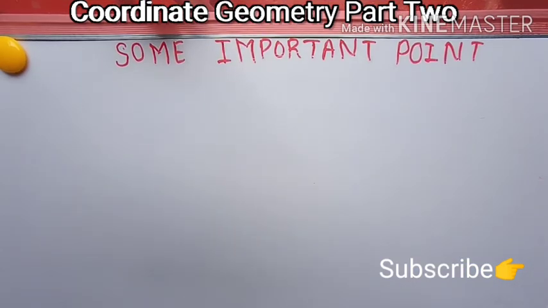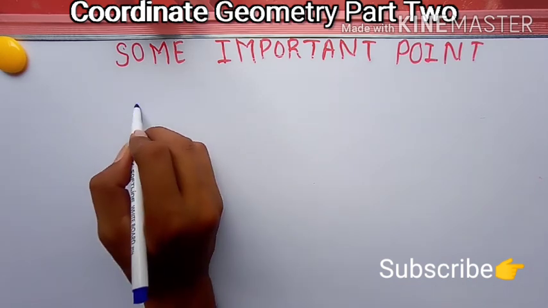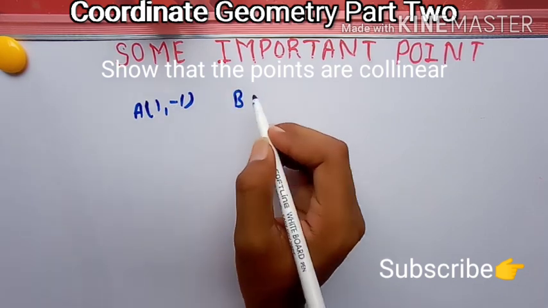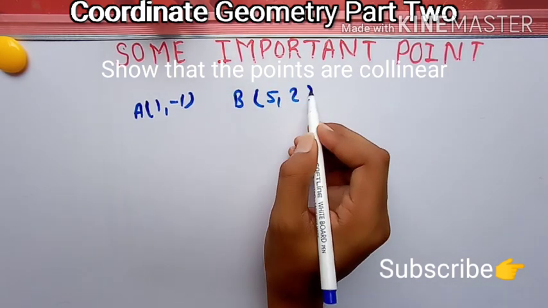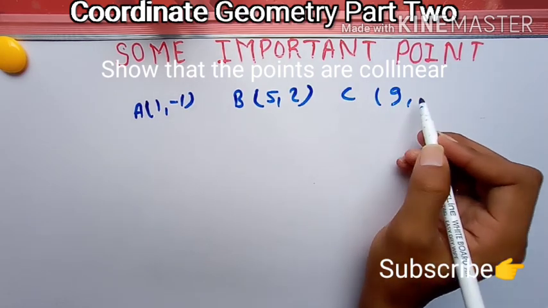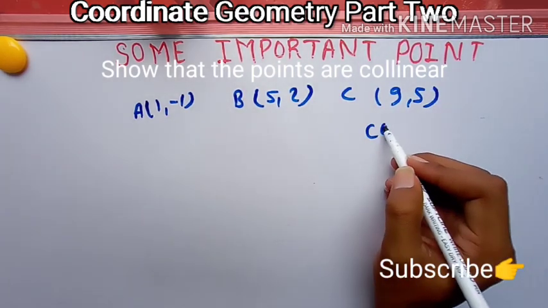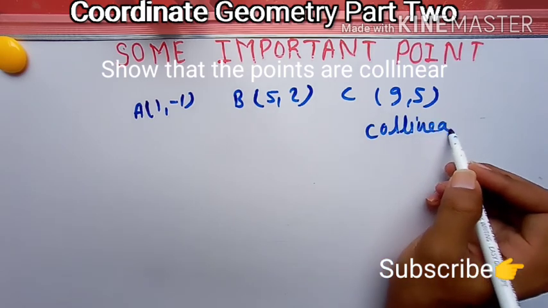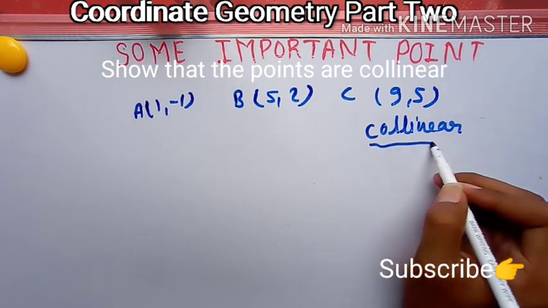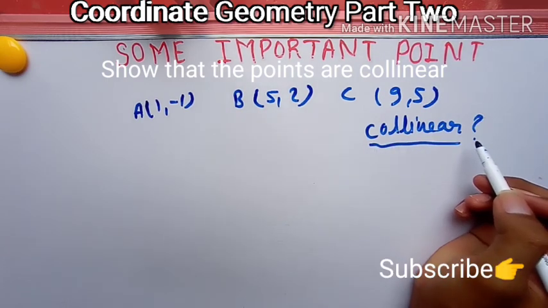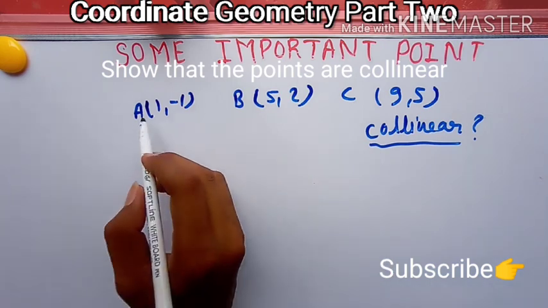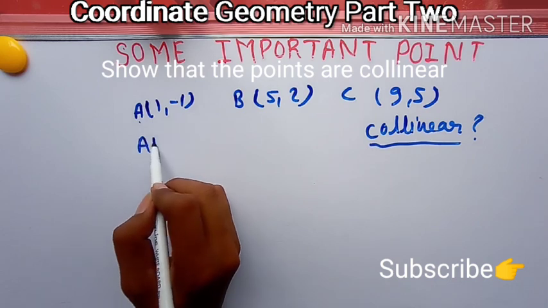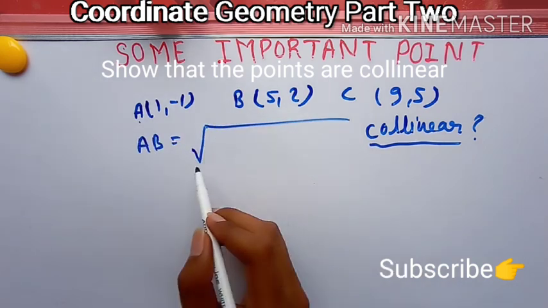The question is, prove that the points A 1 comma 1, B 5 comma 2 and C 9 comma 5 are collinear. This you have to prove. So I have told you previously that you have to find the distance of AB and BC. So let me apply the distance formula quickly on AB. AB is equal to, see how I am applying the distance formula.